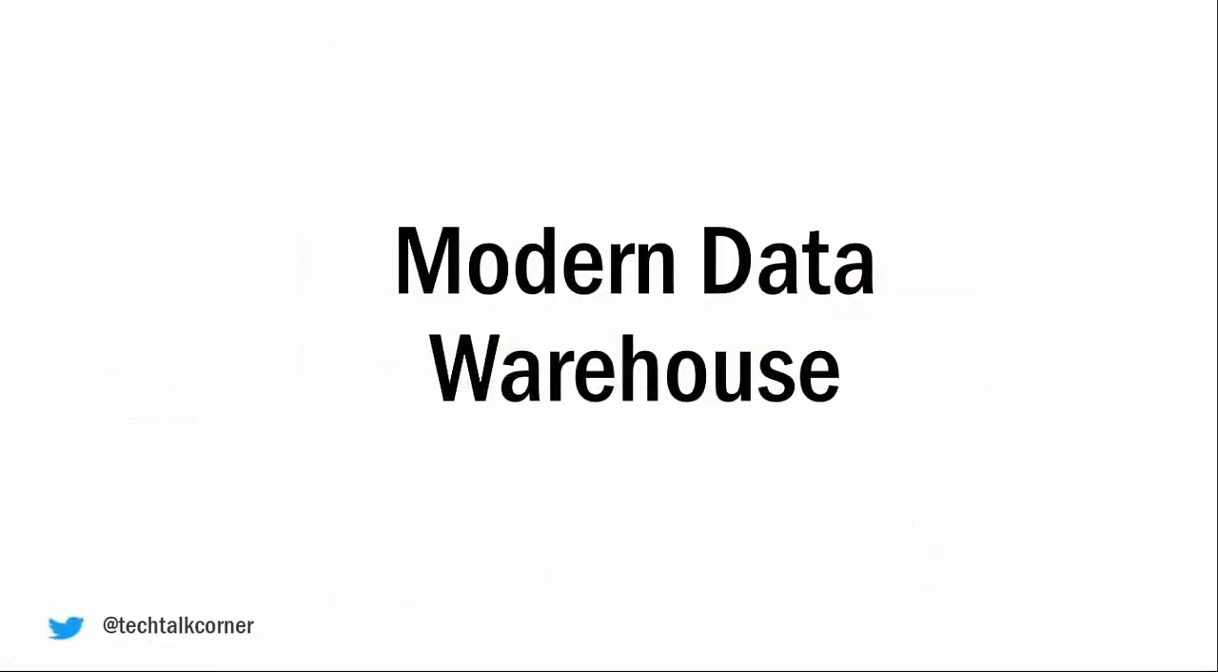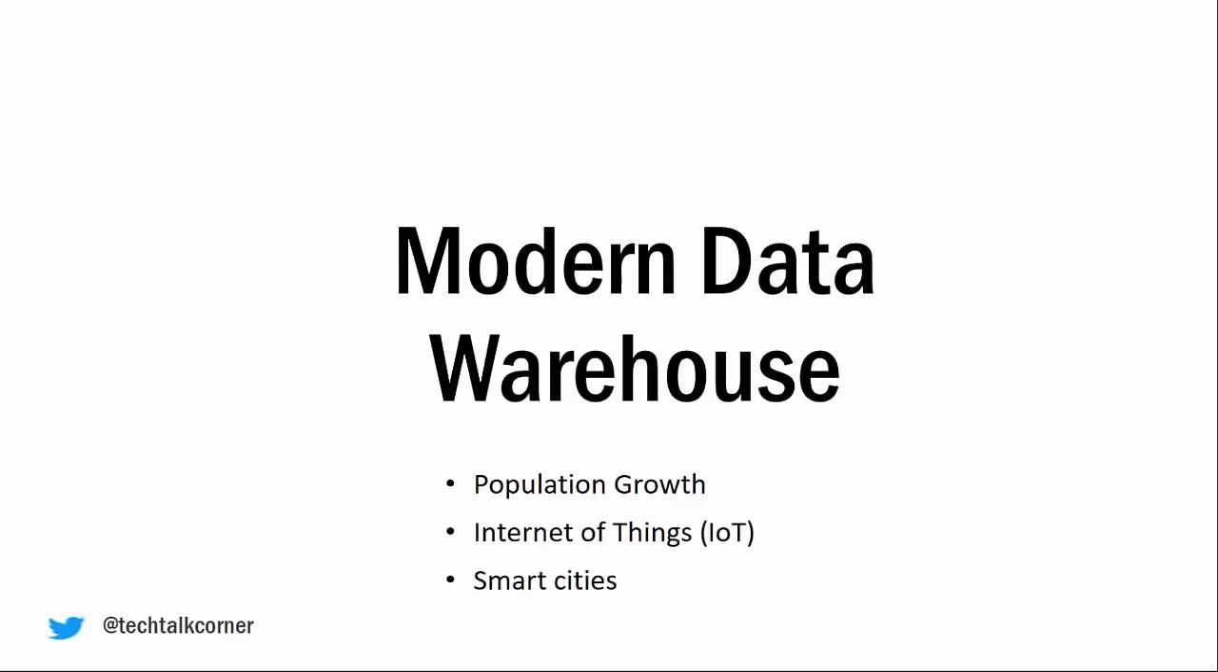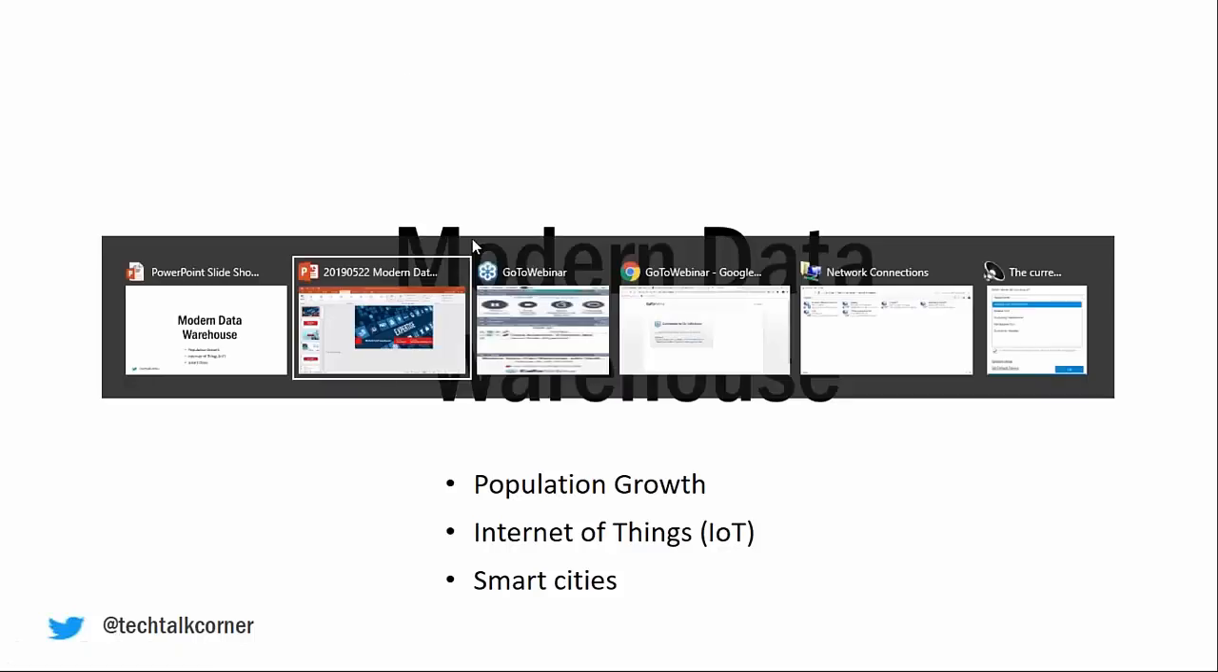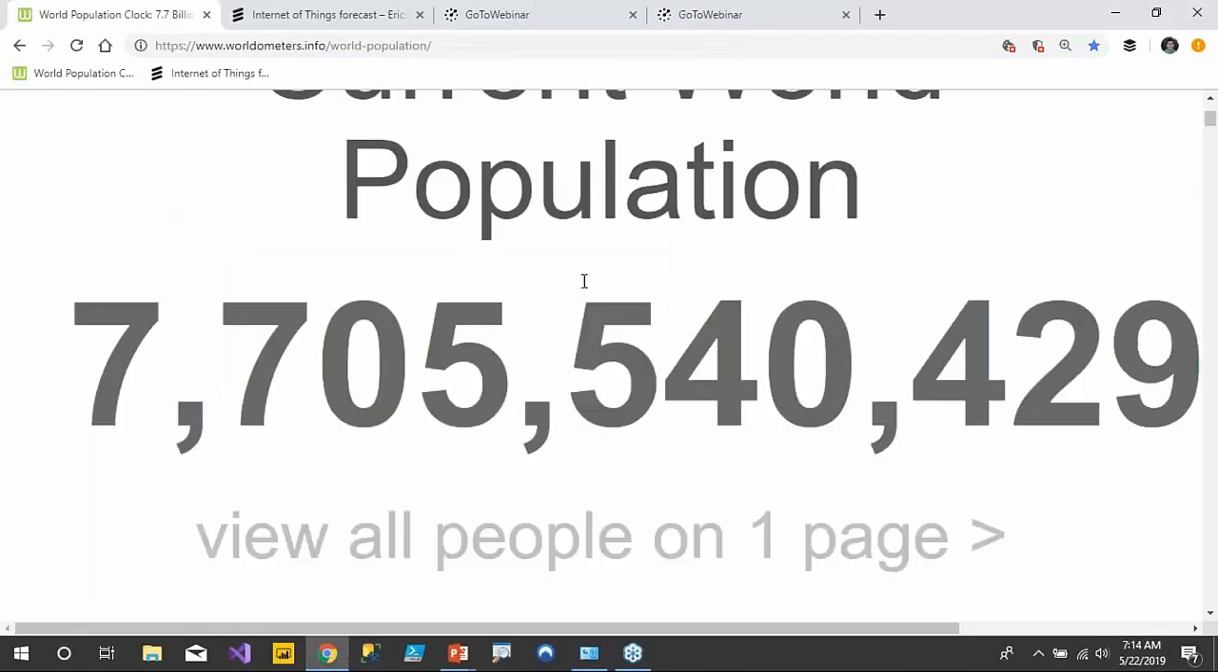Now let's talk about the modern data warehouse. Okay, there are a few good reasons why we need a modern data warehouse architecture. A few examples to cover why we need a modern data warehouse are the population growth, the Internet of Things, and the smart cities. Okay, I'm going to share with you a web page that we have here.